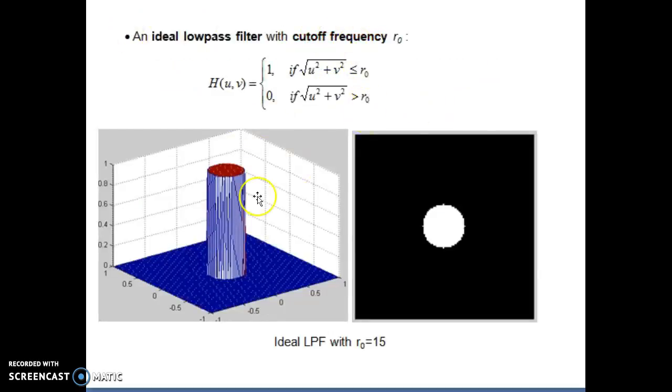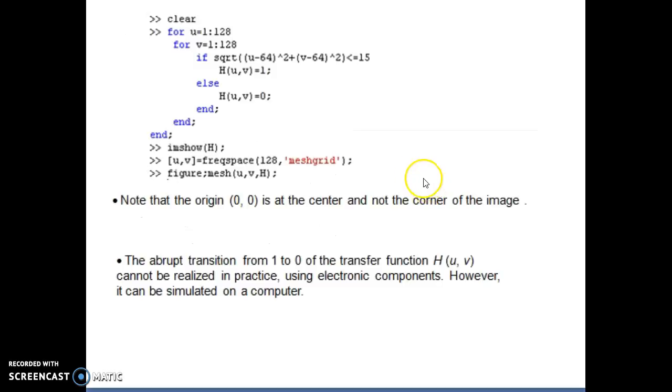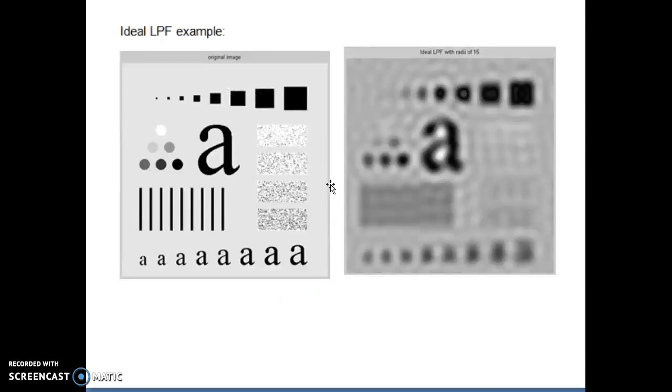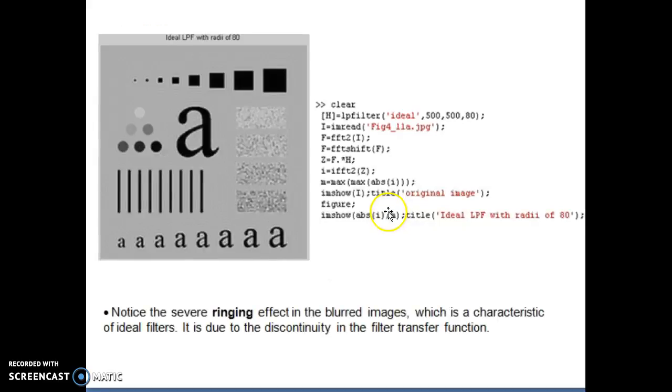Now, for the ideal low pass filter, its representation is H of u comma v with a cutoff frequency of R0. This is an example of MATLAB coding for the ideal low pass filter, and this is the output response of the LPF. So we notice the severe ringing effect in the blurred images, which is a characteristic of ideal filters, and it is due to the discontinuity in the filter transfer coefficients.